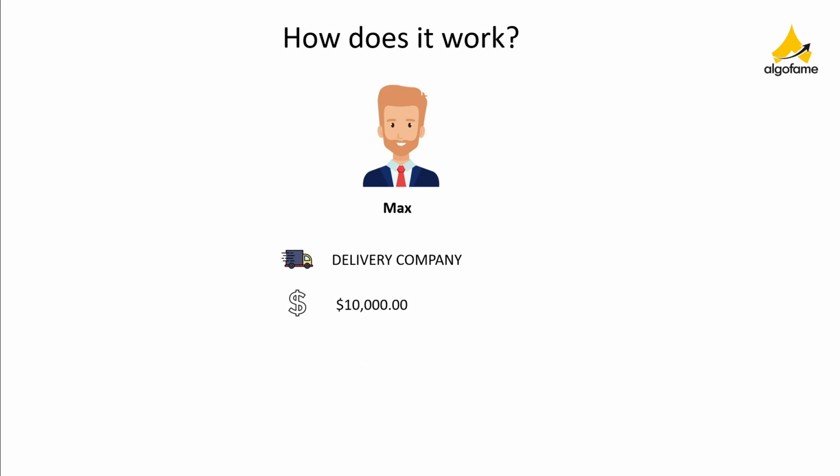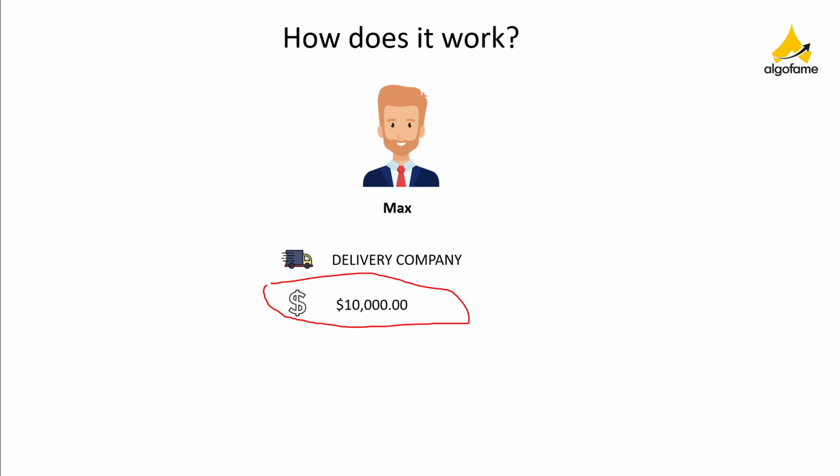So this is Max, okay? Max owns a delivery company, and his delivery company lately has been doing very, very well. And then Max has decided that he needs to buy another van to support his delivery business. But he needs $10,000 to do that. So what options does Max have?